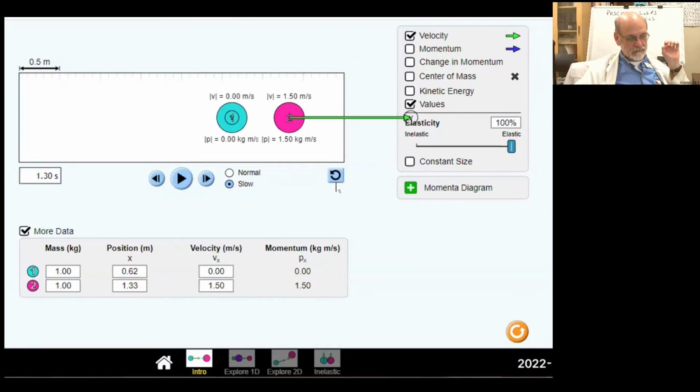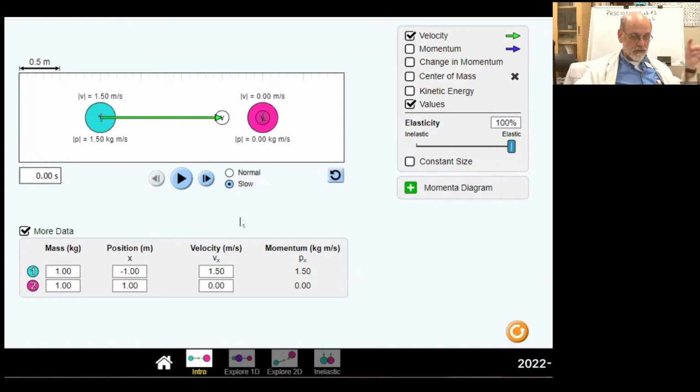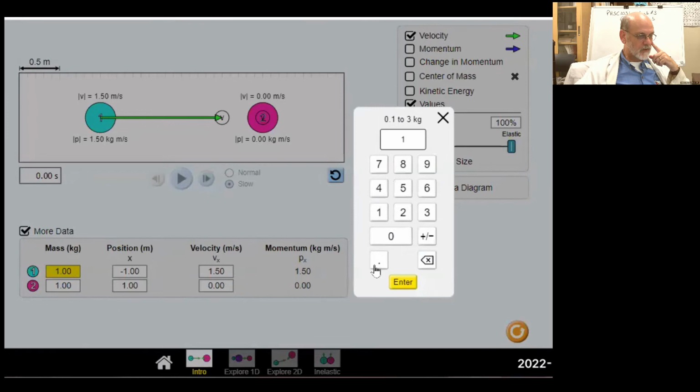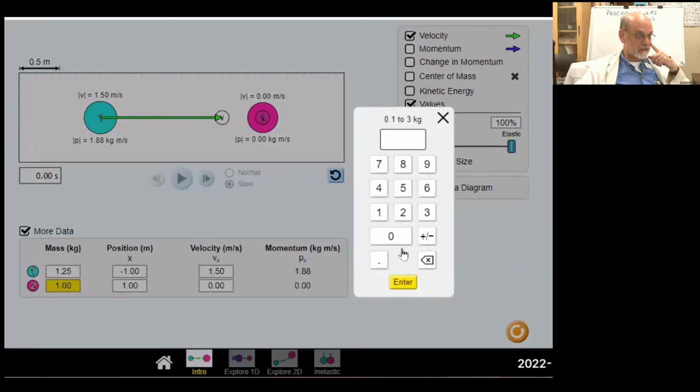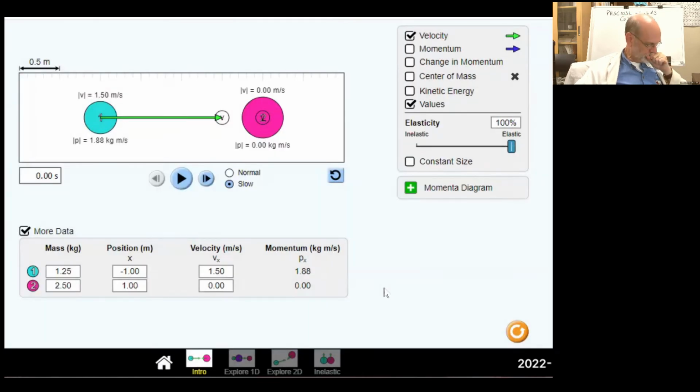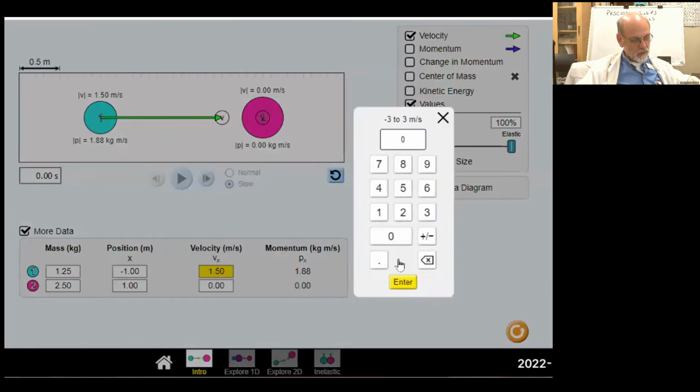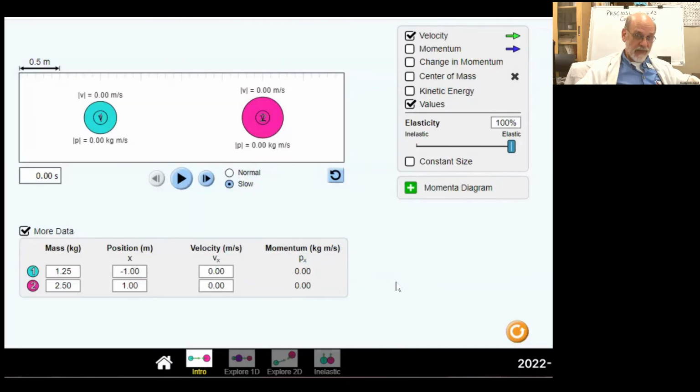Now let's reset it and do the second experiment. 1.25 for the first mass, and the second mass is 2.50. So the second mass is big. There we go. The velocity for 1 is 0. So you click that and give it 0. Now mass 1 is stationary. And the velocity of 2 is -1.